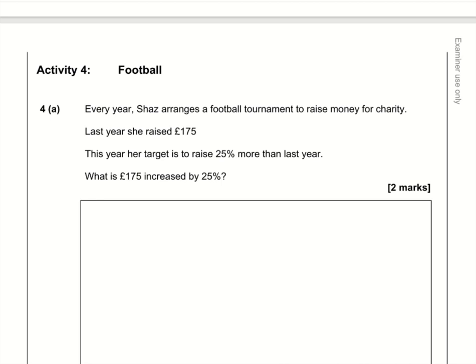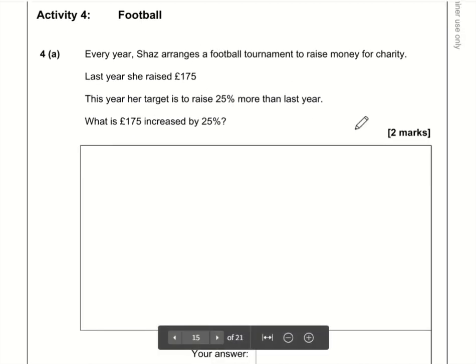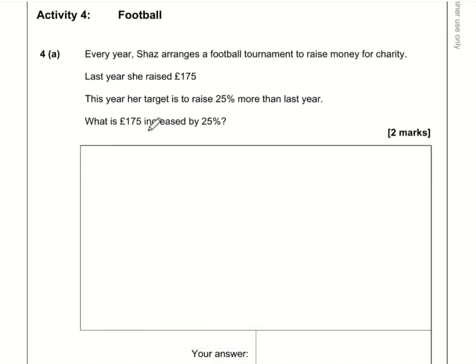Okay, so question number 4. The question is simply, what is £175 increased by 25%? Okay, so we need to think about 25%. If you were to calculate 25% of a total, you would multiply the total by 0.25. This here is our multiplier for 25%. It is the decimal equivalent of 25%. In other words, it's 25 divided by 100. So this is the multiplier we use to calculate 25%.